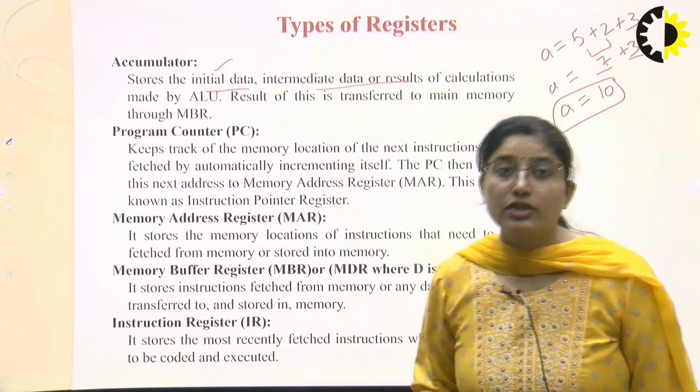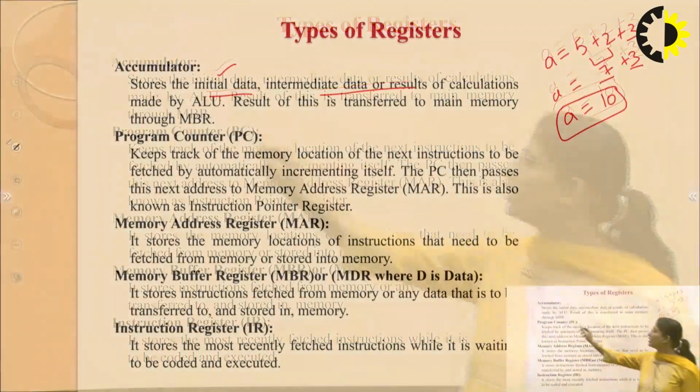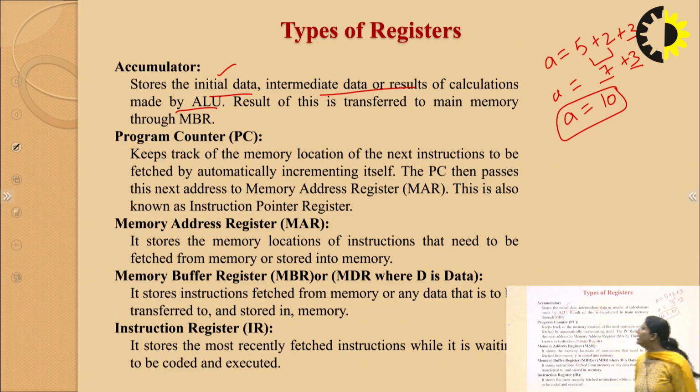The next question is, what type of result will be stored in the accumulator? The results stored in the accumulator are made by the ALU. After that, the result will be transferred to the memory buffer register. In the same slide, we will see the memory buffer register after some time.